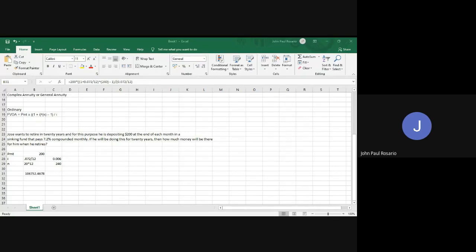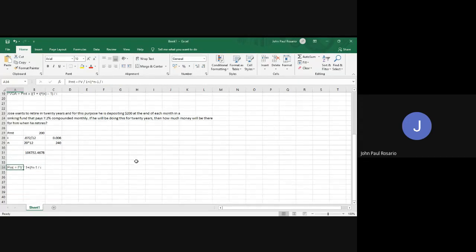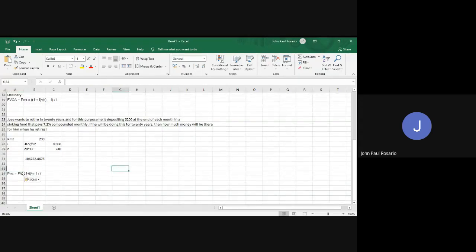Sige. Let's try to use Novi's formula. According to Novi, the formula is payment is equal to FV divided by 1 plus I to the power of N minus 1 plus I. Okay. Nasundan ba sa uban anong ingani ang nahitabo sa formula? Yes, sir. Okay.